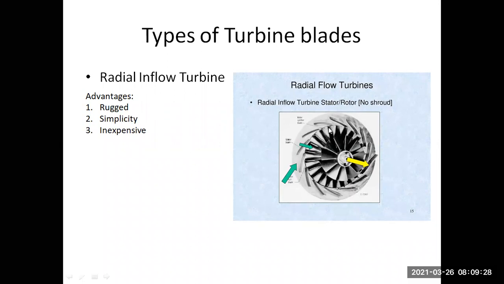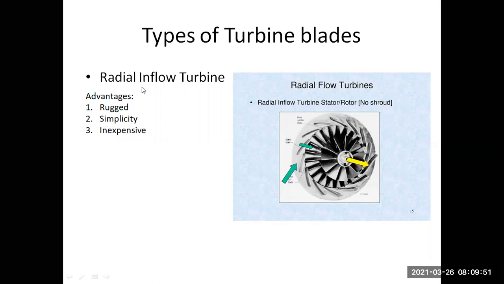As it is rotating, you can see this area. What is happening? The area is decreasing. That means it is creating a venturi effect. In a venturi effect, the pressure decreases and the velocity increases. So the air is thrown out like this. This arrow indicates the direction in which the air is thrown out, and this arrow indicates the direction in which air is entering the turbine.